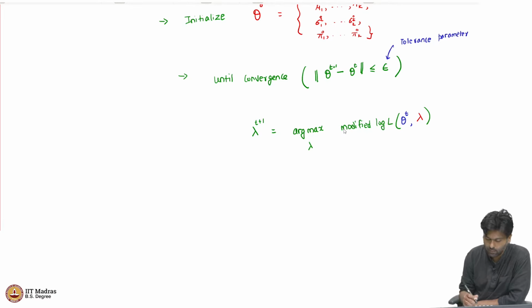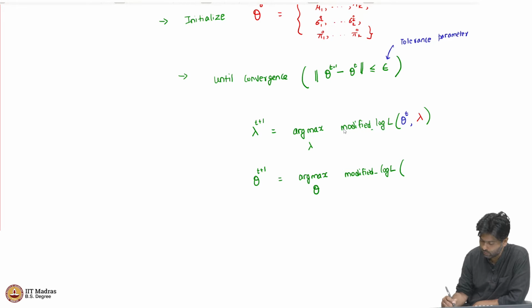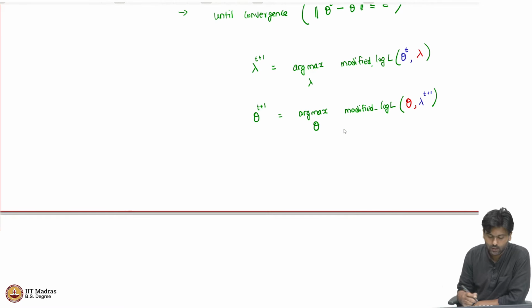Now, the second step is, once you have lambdas, you update your thetas, theta t plus 1, again using the simple formulas that we have put down, which is argmax over theta of the modified log likelihood. Here you are going to treat this as a parameter optimization over theta, where you are fixing lambda to be the one that you got in the previous round, lambda t plus 1, and that is it, that is the algorithm.